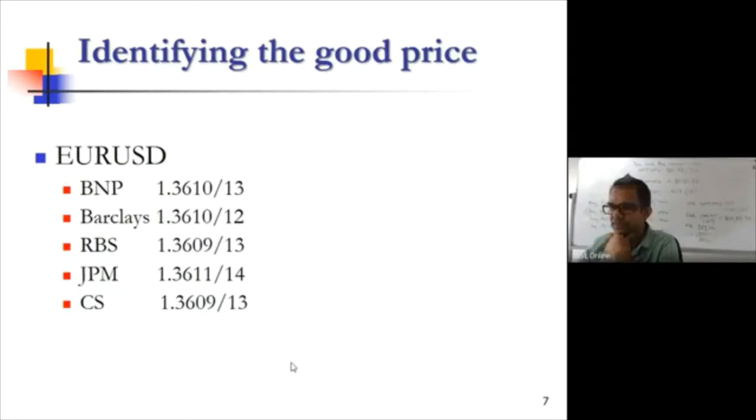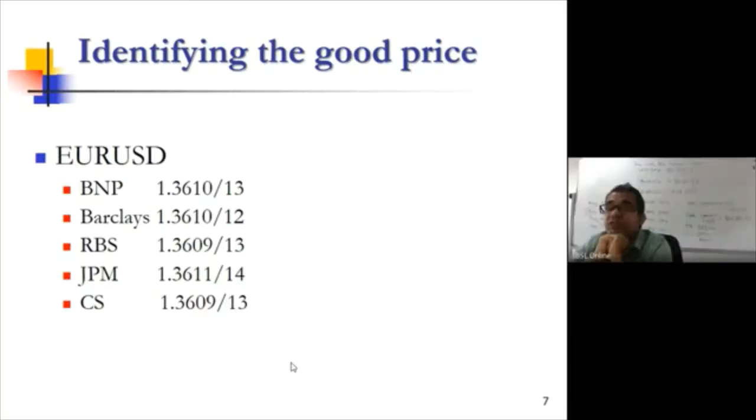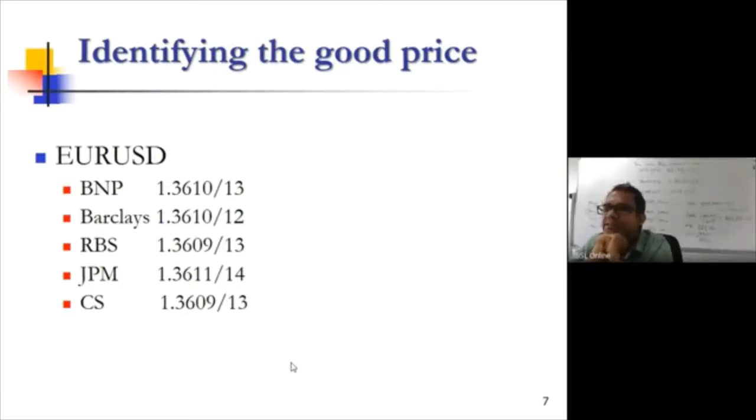So, okay, same thing as what I explained here. Identifying the good price. That means what is the price that you want to trade? Euro USD. Five banks have given these quotes. What is the best bid and what is the best offer in this example? Bid is 1.3609. Offer is 1.3612. So you are a market taker. The best bid is 1.3609 and 12 is the best offer. Yes, offer. 09 12 is the market in this case.